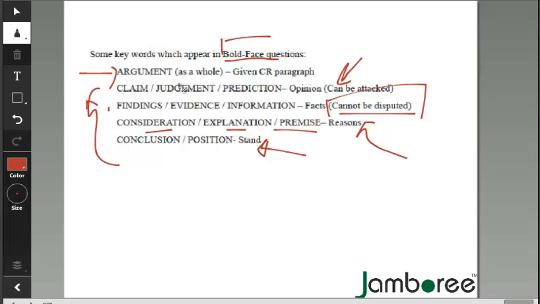You will find these words in the answer options. So when you see the word claim, you should know that it is opinion. When you see the word findings, you should know that they're talking about facts. This will help you identify what the portion is.